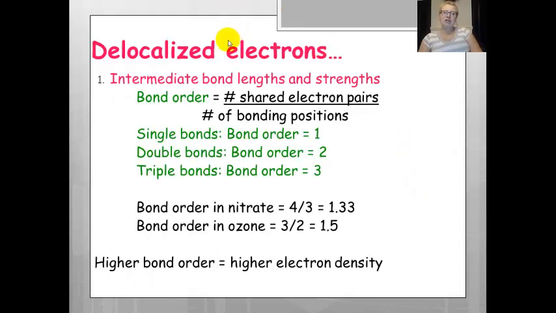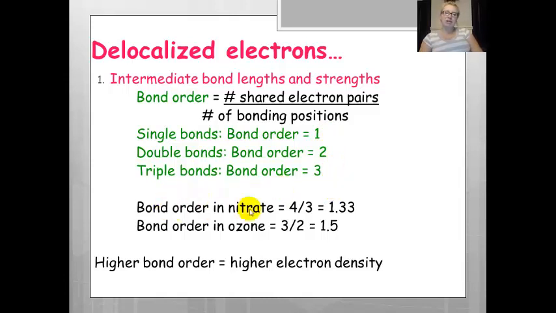So delocalized electrons make molecules have intermediate bond lengths and strengths, and the bond order is equal to the number of shared electron pairs over the number of bonding positions. So just a single bond has a bond order of 1, a double bond a bond order of 2, and a triple bond a bond order of 3.